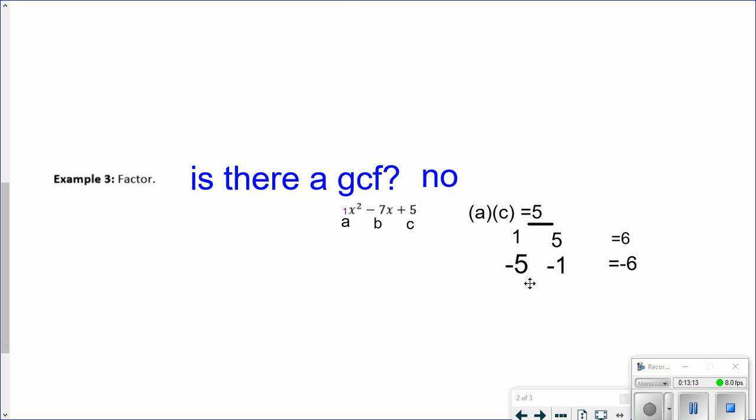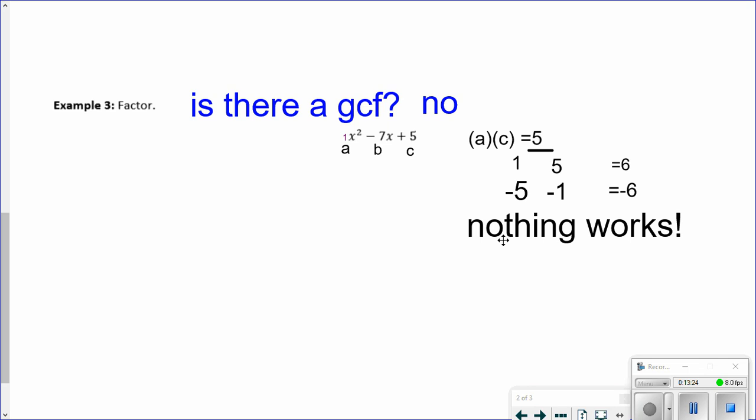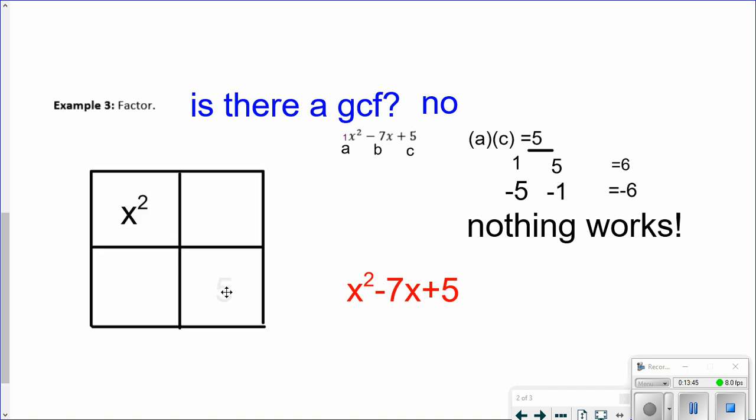So if you can't find anything and you've tried all the factors and nothing works, what this means is that it's prime, like it's not factorable. We couldn't do anything. So when that happens, we just write the problem again. It's already factored. I forgot that I should have filled in the boxes, but I couldn't fill anything else in, so that's how I know I should just leave it the way it is.